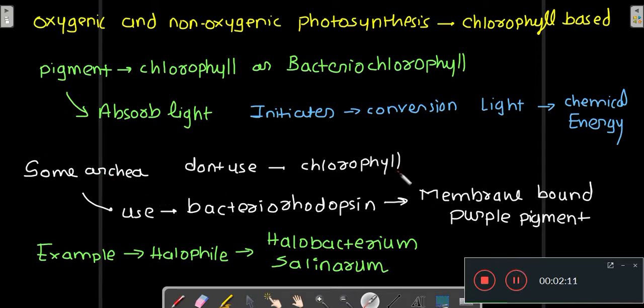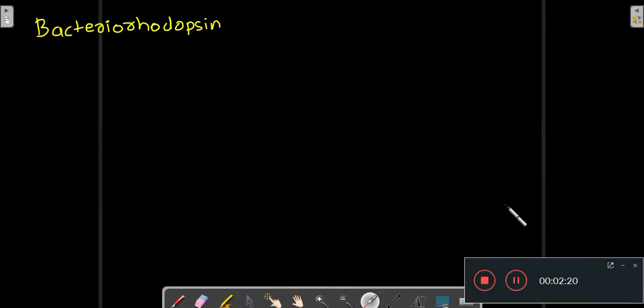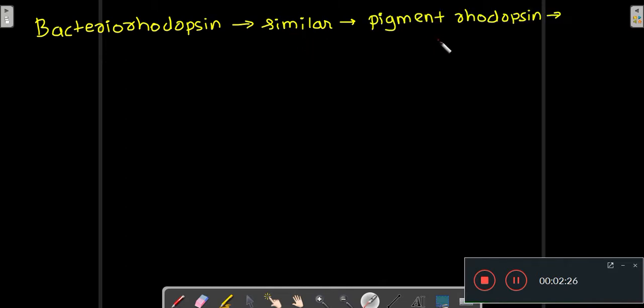Okay, this is your non-chlorophyll based photosynthesis. You are not using chlorophyll, you are using bacteriorhodopsin. Bacteriorhodopsin is similar to the pigment rhodopsin, which is found in the mammalian eye.